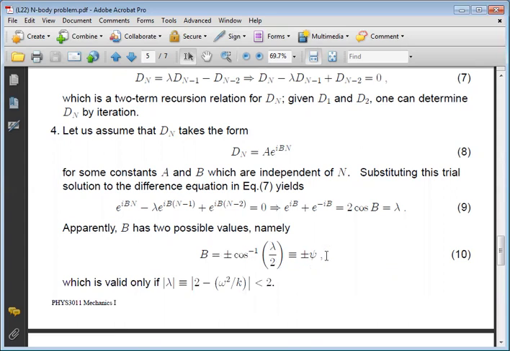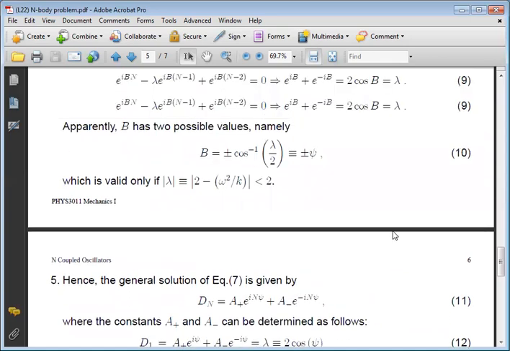We denote these two possible values as plus or minus psi. Now keep in mind that these solutions are possible only if the absolute value of lambda is less than 2. Why? Because the absolute value of a cosine function is at most 1. So lambda cannot be larger than 2.